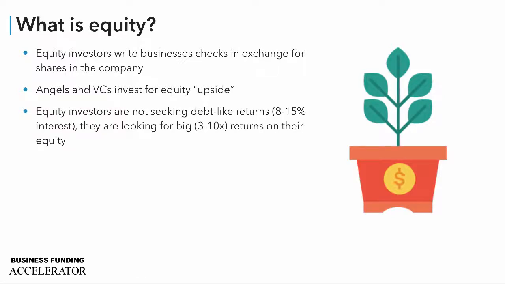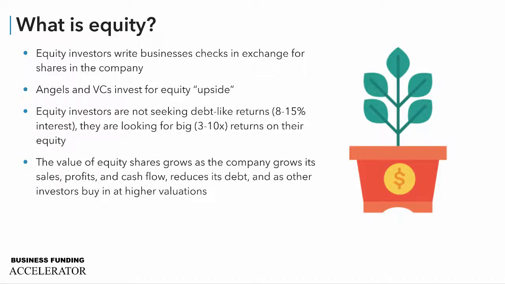And compared to debt investors, equity investors are not seeking these debt-like returns. They don't just want 8% return on their money as a high-interest bank loan would, or even a private lender who maybe takes 10, 15, even 20%. They don't want that. They want something much bigger, even though it will be more risky. So they're looking for the big 3, 5 to 10 times returns on their equity. They want to invest $1 million and they want to get 3, 5, or 10 million back over time. That's the goal of a good equity investor.